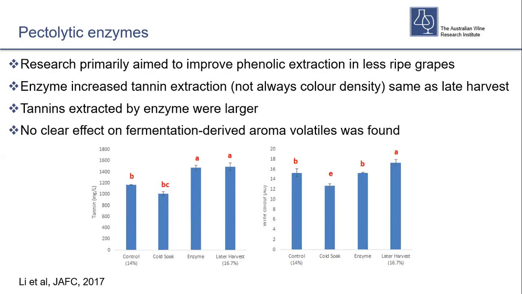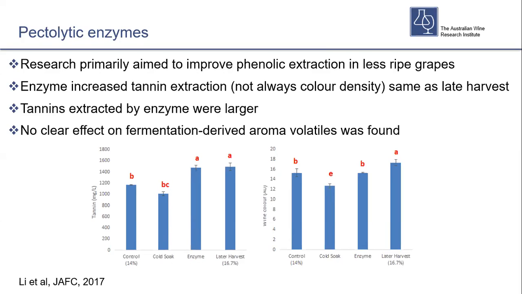In this case, we looked at a study on Shiraz, which was published by a PhD student of mine, Saignee. And in this case, she looked at an earlier harvest at 14% alcohol compared to a later harvest, obviously a bit too far, at 16.7% alcohol. And then she applied a cold soak treatment and an enzyme treatment to that earlier harvest. The idea here was to see whether we could mimic a later harvest by increasing phenolics.